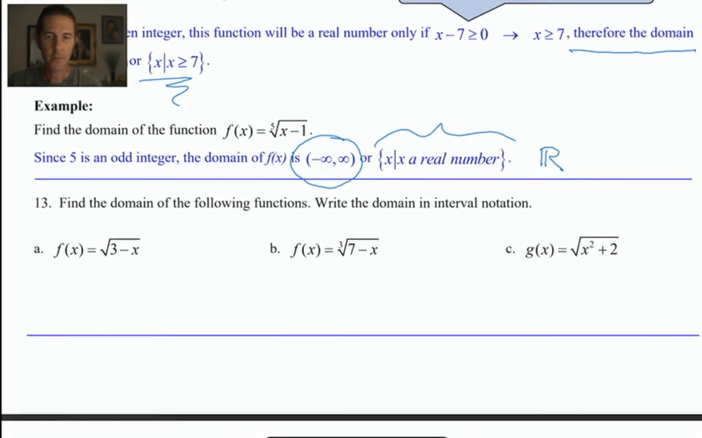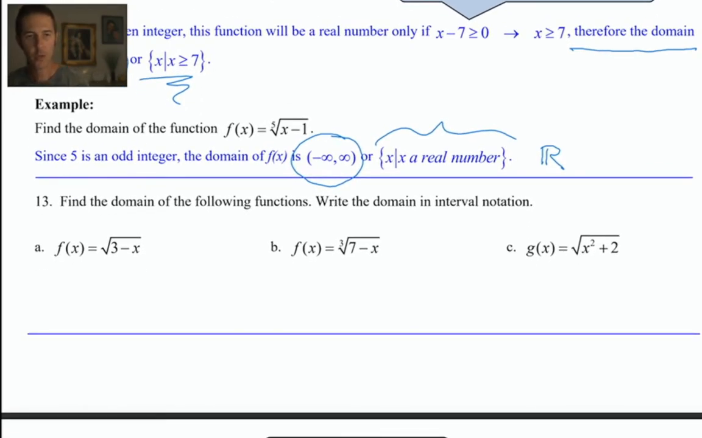Number 13 gives us some example problems to work on. So in part A, since it's an even index, it's a square root, we want to make sure that 3 minus x is greater than or equal to 0. I'm going to do something unusual that you might not think to do. I'm going to add x to both sides.